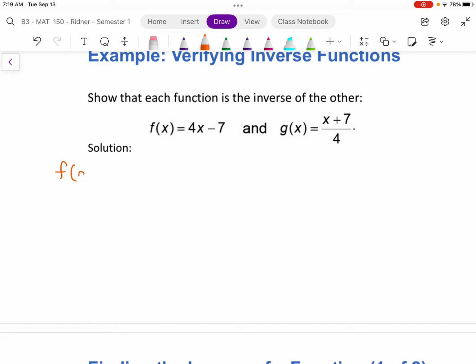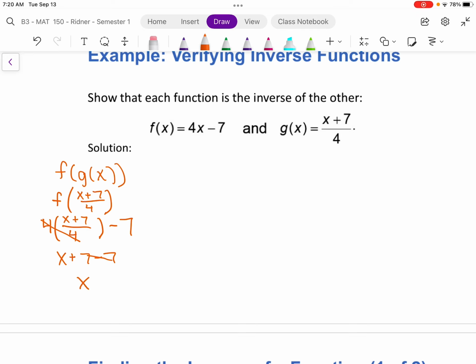There we go. F of g of x. So g of x is x plus 7 over 4. For f of x, that means where there is an x, so 4x minus 7, I'm going to plug in x plus 7 over 4. As I simplify, these 4's cancel. And then these 7's cancel, and I'm just left with x.